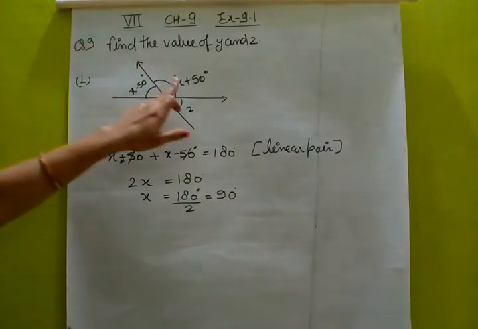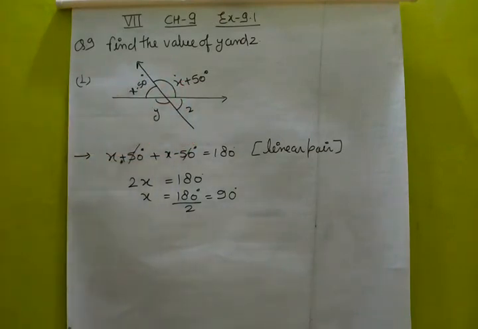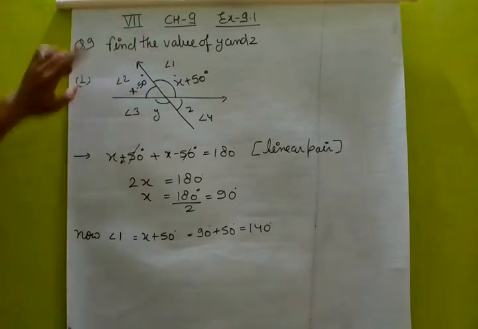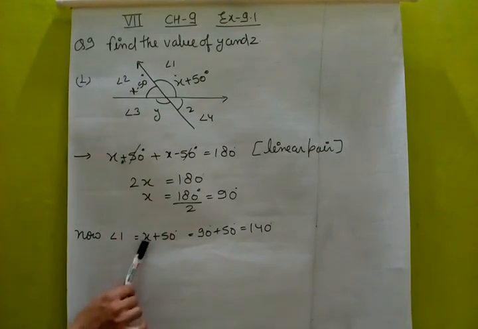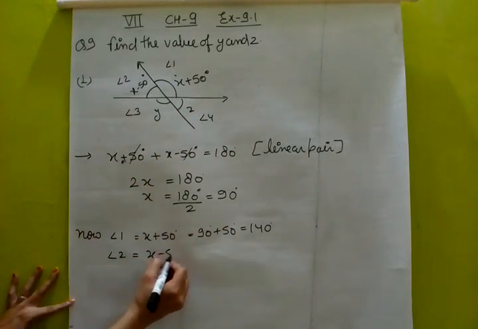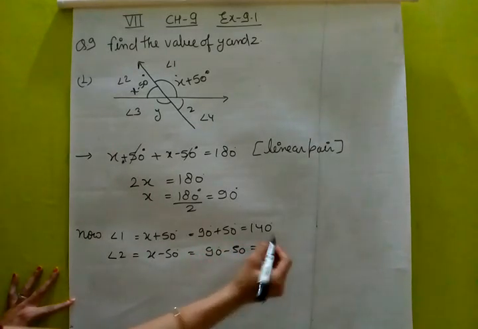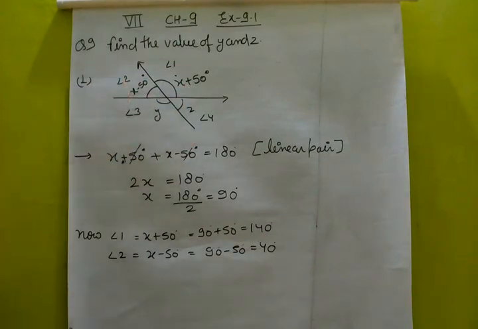Okay students, so first of all I will solve this angle, and then I will solve this angle. Now students, I have given the names angle 1, angle 2, angle 3, angle 4. Angle 1 means x plus 50 degrees, and the value of x is 90, 90 plus 50 is 140 degrees. So this angle is 140 degrees. Now angle 2 is equal to x minus 50 degrees. It means 90 minus 50 degrees, only 40 degrees. And you can cross check 140 and 40, it will be 180, linear pair.